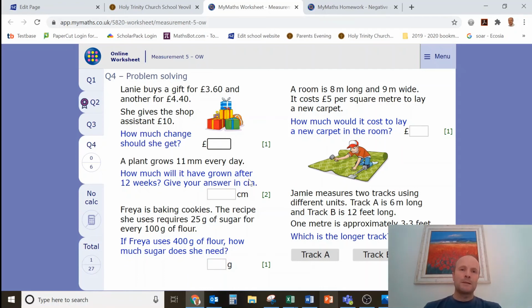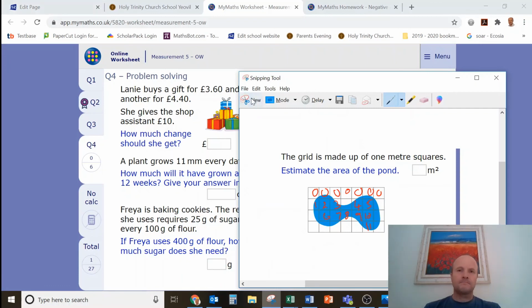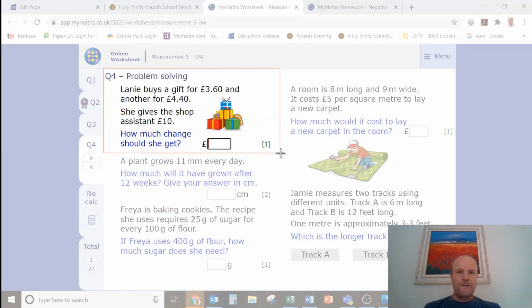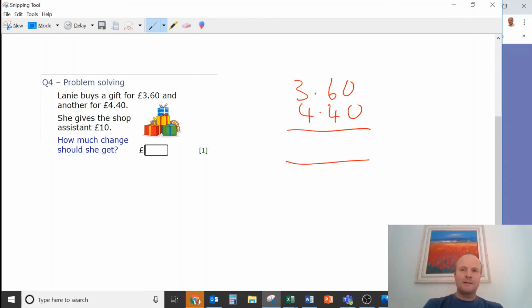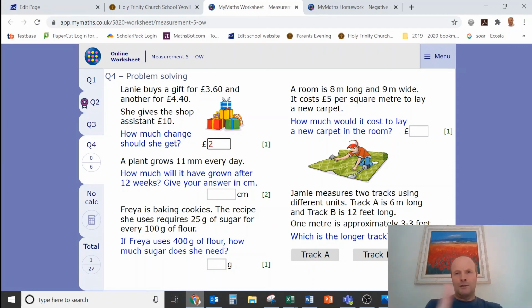And then it's got some word problems. Let's just do one of the word problems. Lenny buys a gift for £3.60 and another for £4.40. So I could write £3.60 and £4.40 down. How much did she spend in total? 0 plus 0 is 0. 6 plus 4 is 10, and carry the 1. 4, 5, 6, 7, £8. Looks like she spent £8. She gives the shop assistant £10, so the change would be £2. These are useful ones because they are real life things. Let's mark that.